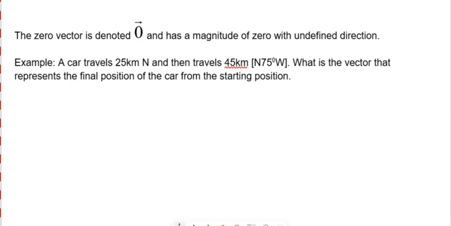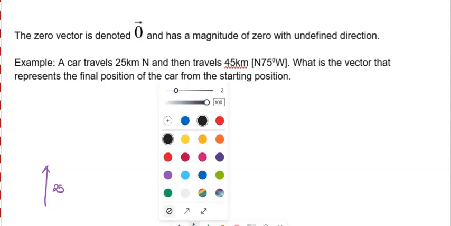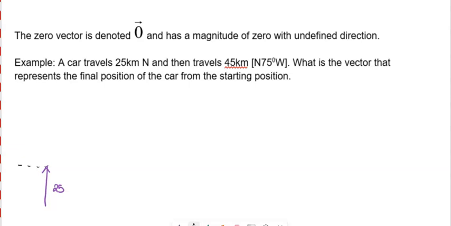All right, so let's try a problem. Let's say a car travels 25 kilometers north and then 45 kilometers north, 75 degrees west. So just really quickly, as a quick reminder, whenever you want to do a directional vector, you're going to want to consider the compass, and then we're going to go, so we're going north, 75 degrees west. So we're going north, but then we're going to go 75 degrees to the west. So this is 75 right here.